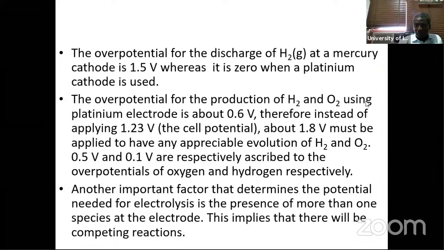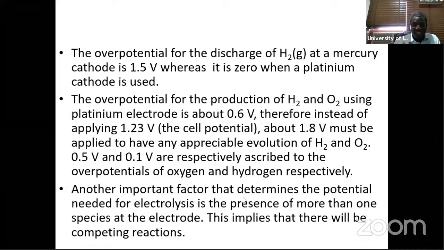And if you therefore insist on applying 1.23, which normally is the cell potential, then that means you have about 1.6 that you actually have to apply. But normally the components of what you have, the evolution of these, cause about 0.5 and 0.1 respectively. That is what makes up your 0.6 volt that you have there as overpotential.